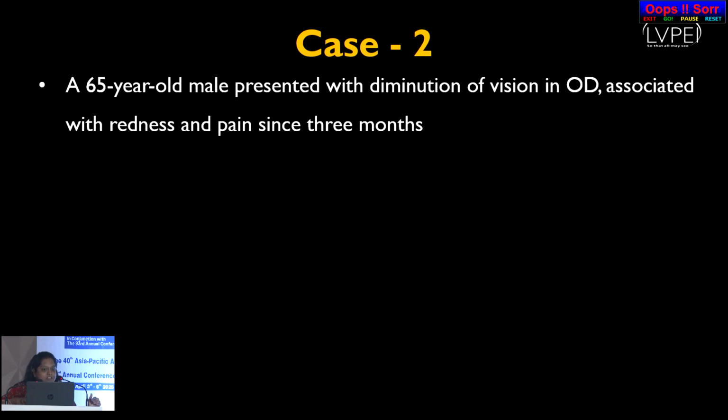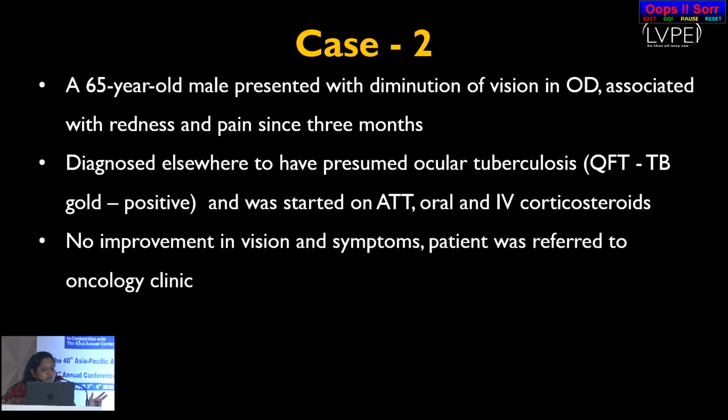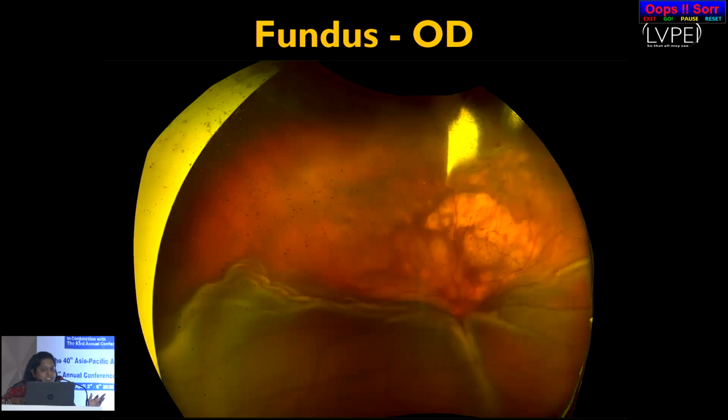So coming to case 2, this was a 65-year-old male who presented with diminution of vision in the right eye, associated with redness and pain. He was diagnosed elsewhere as ocular tuberculosis, and he had no improvement in vision and was referred to the oncology clinic. His best corrected visual acuity was 20/320, and this was the fundus photograph of the patient, which showed inferior subretinal exudate and a creamy white multilobulated lesion with overlying pigmentary changes and a hyperemic disc.